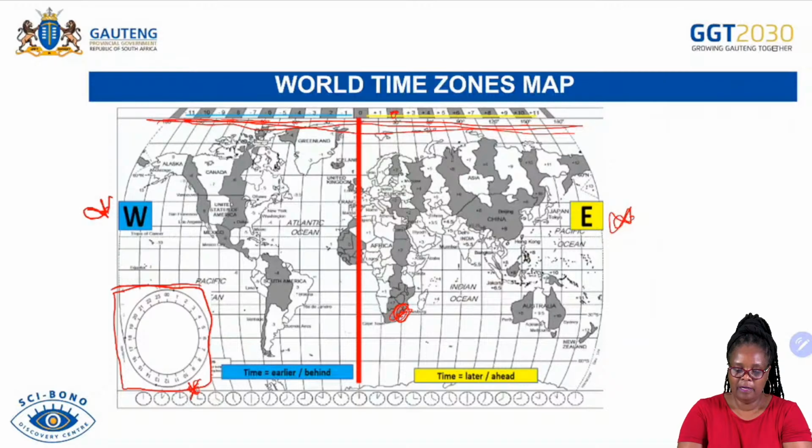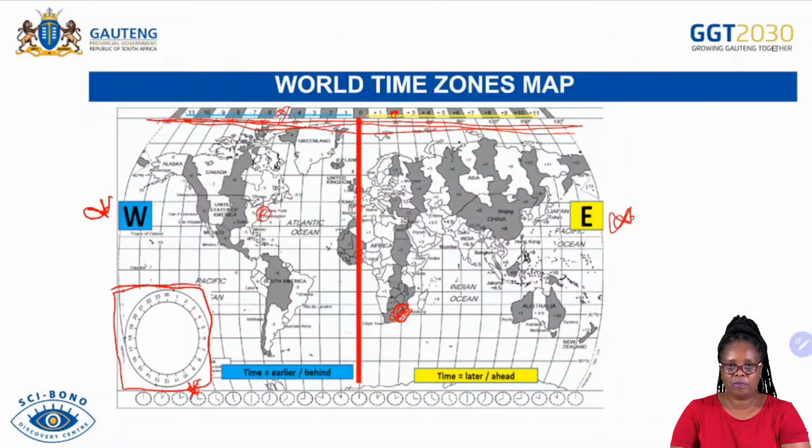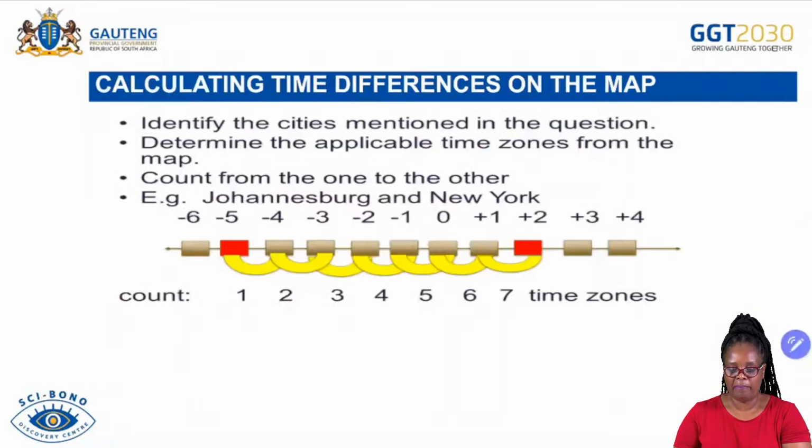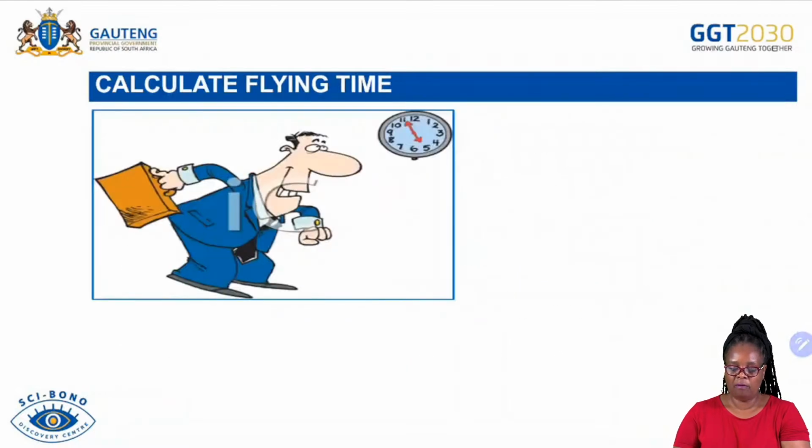This is Joburg. Then we go to New York. There is our New York. Our New York is here. Then you go up to -5. You have identified the two places, the two areas in the map. Then it says here, determine the applicable time zone from the map. Already we have done that.